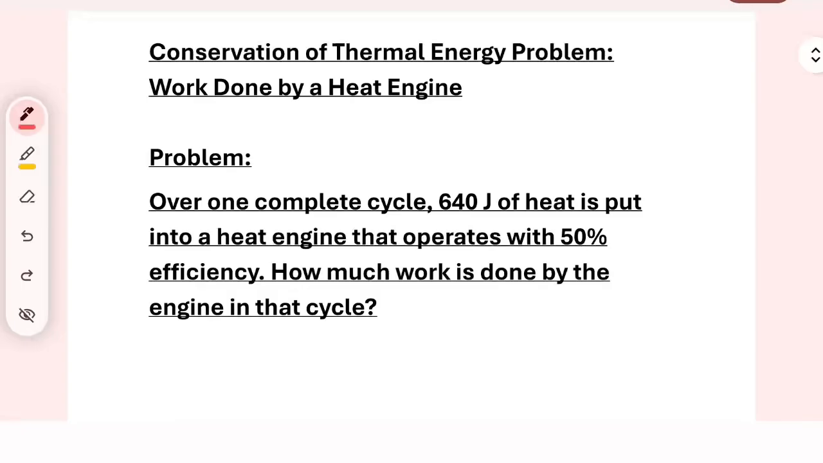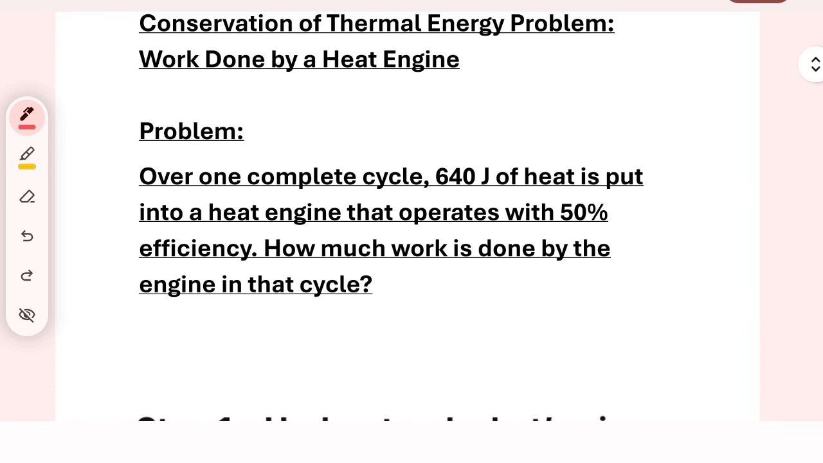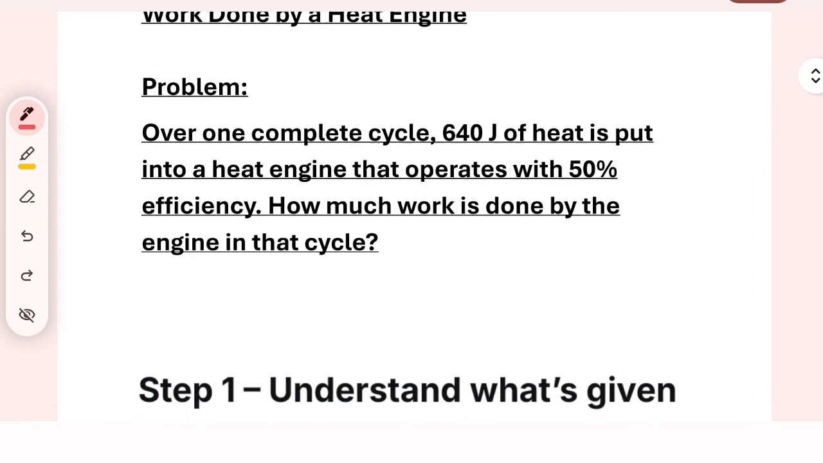So we have here the work done by a heat engine. The problem states that over one complete cycle, 640 joules of heat is put into a heat engine that operates with 50% efficiency. Okay, take note that the engine operates only with 50% efficiency. So how much work is done by the engine in that cycle? We're asked for the work done by the engine in that cycle.